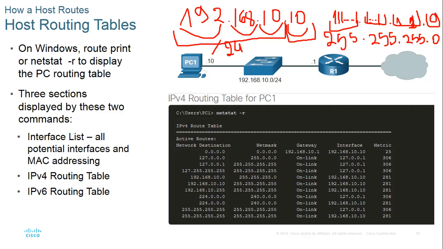So we have the interface list, we have the IPv4 routing table, or we can also have the IP version 6 routing table whenever we use netstat -r.